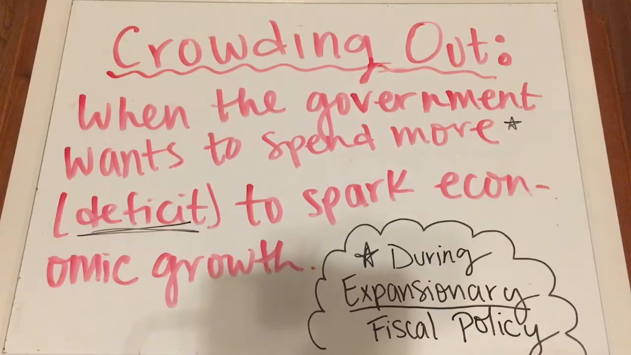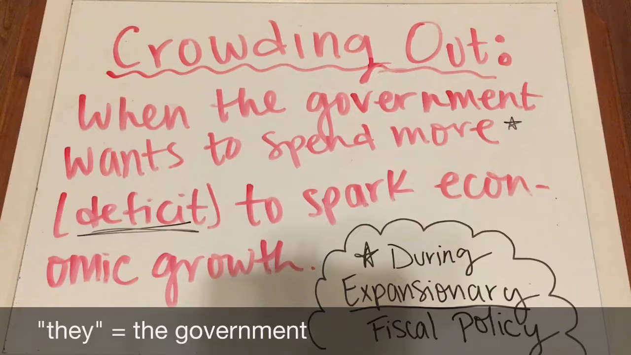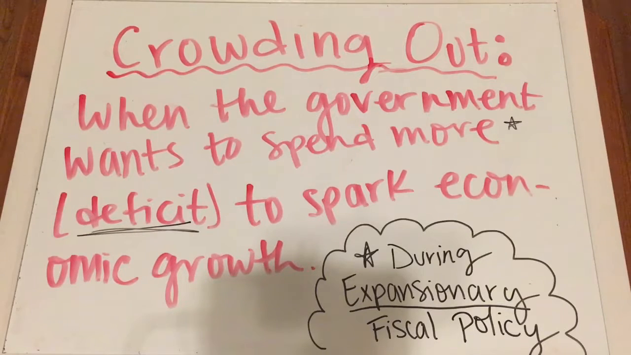Okay, now we're going to talk about crowding out, or the crowding out effect. Crowding out is when the government wants to spend more, running a budget deficit, to spark economic growth. However, they borrow money from the banks, which will raise the interest rates, real interest rates, which will then lower investment. Crowding out occurs during expansionary fiscal policy, when the government has a budget deficit, when they spend too much money. This will now lead us to the loanable funds graph, because crowding out can be shown on this graph.